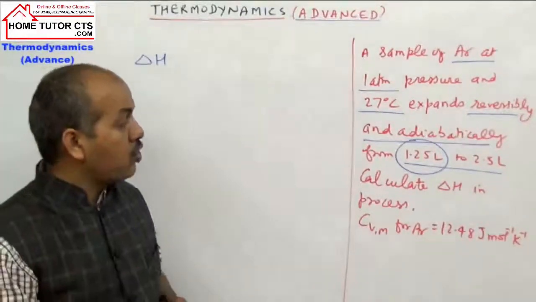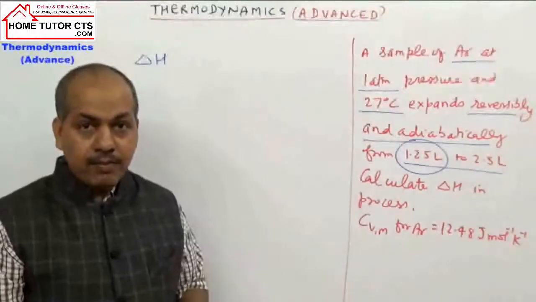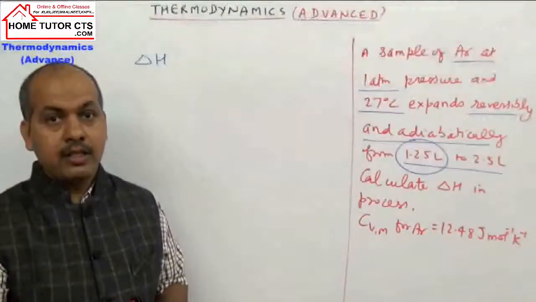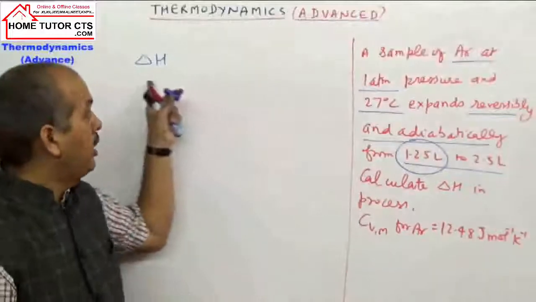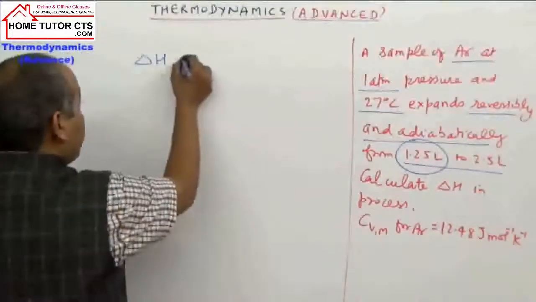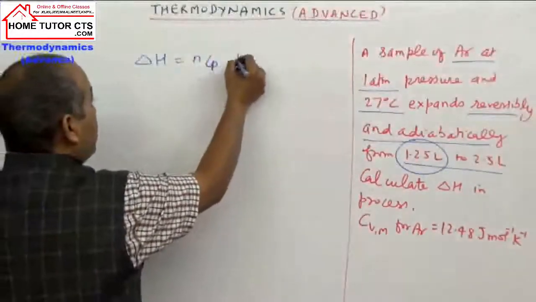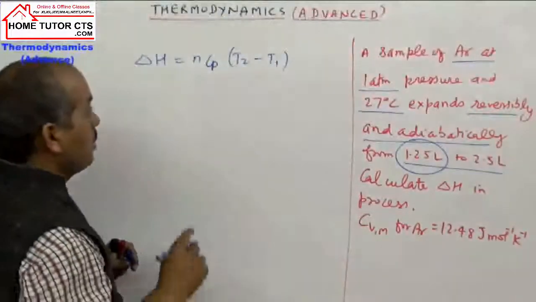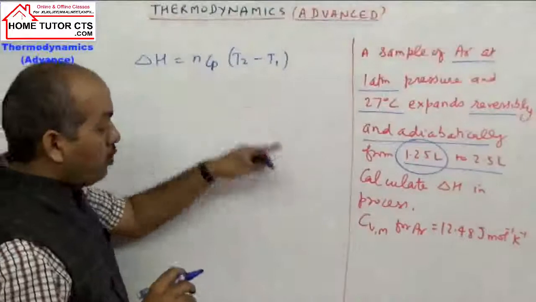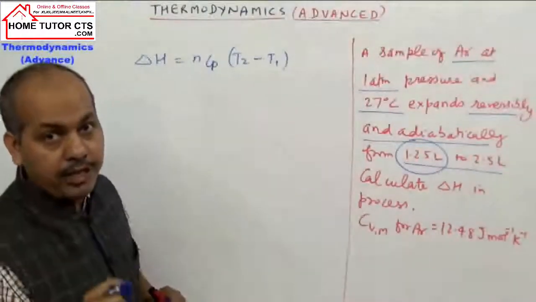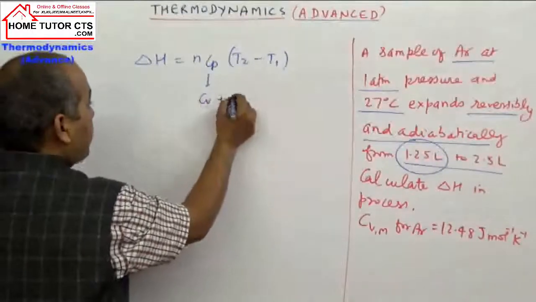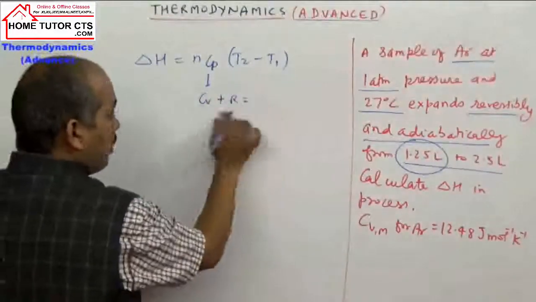And for calculation of delta H from data of the heat capacity, molar heat capacity, we can use the expression delta H equal to how much? n Cp (T2 minus T1). Now in this question, what is Cp value? आपको नहीं दिया है, आपको दिया है Cv. Relation क्या हुआ Cp का? Cp equal to how much? Cv plus R.